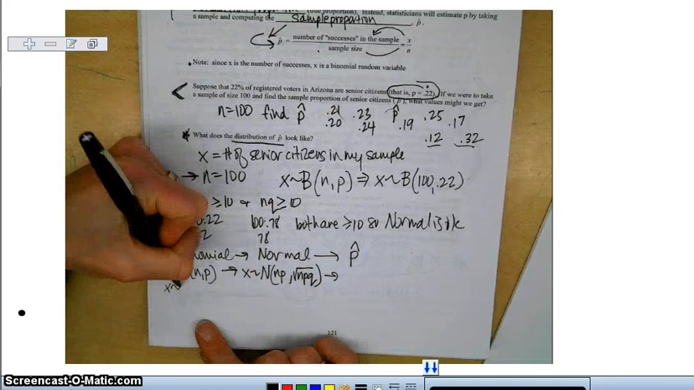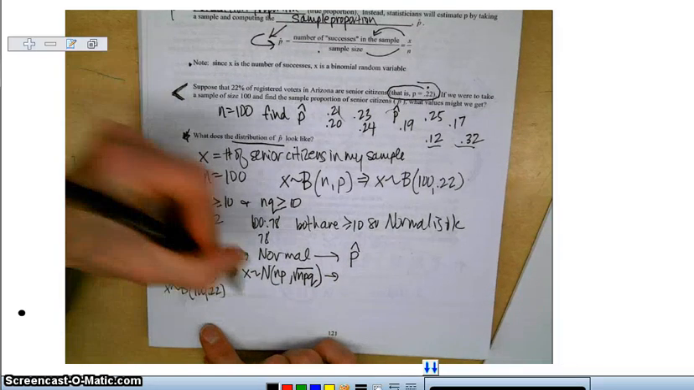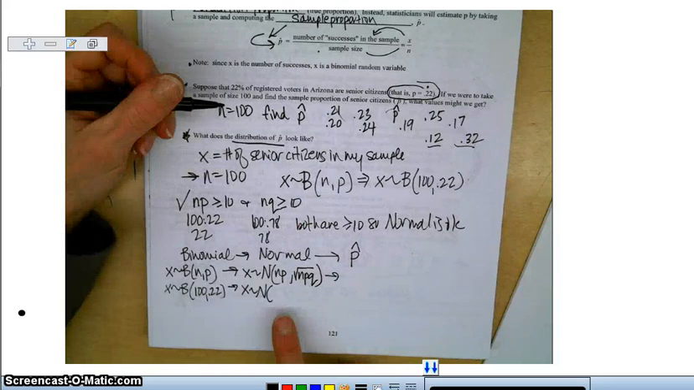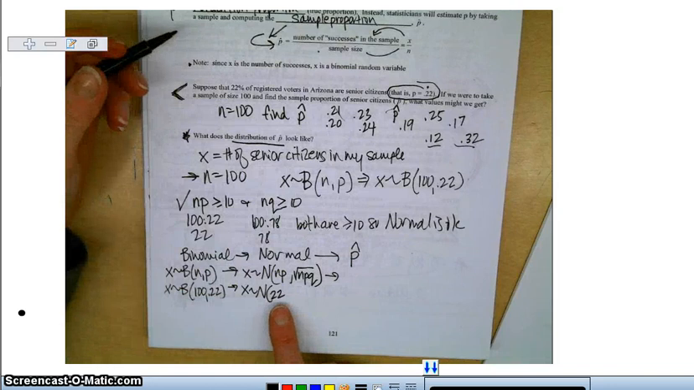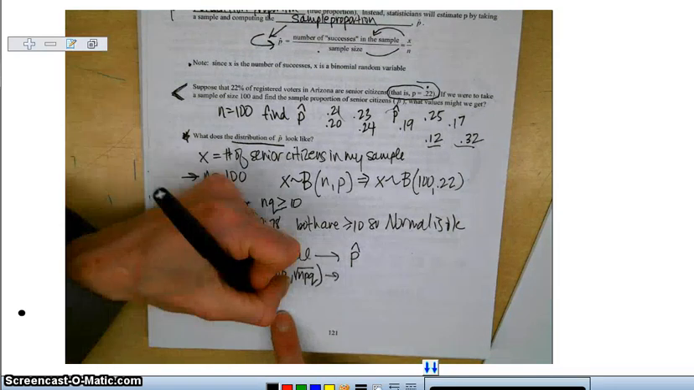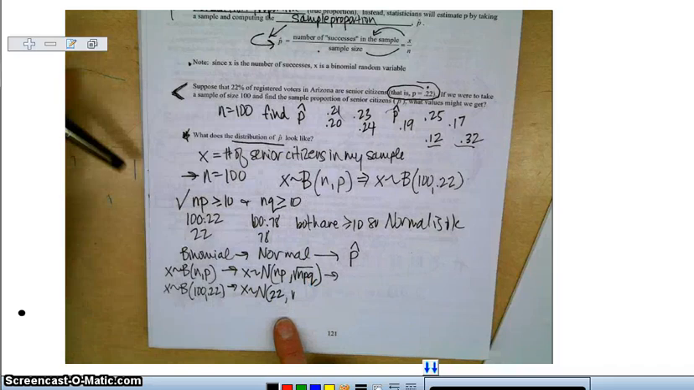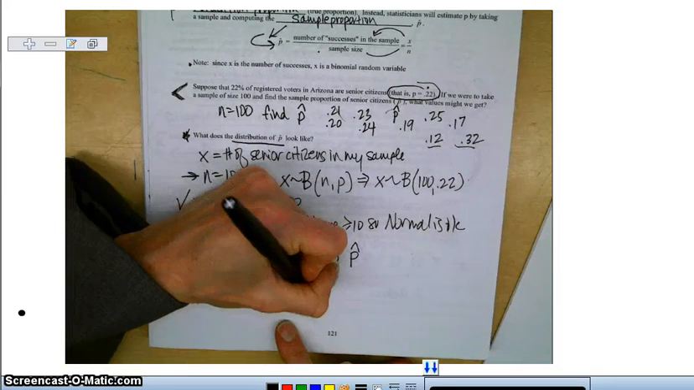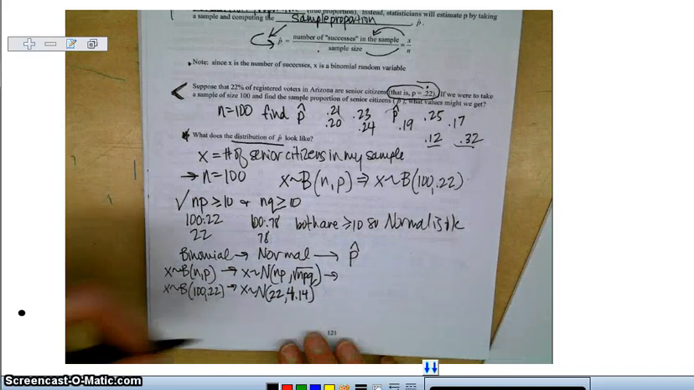So we have x is binomial, 100 comma 0.22, and normal then would be x is normal. Well, n times p is 22. That's actually the number of successes out of 100. And then the square root of n times p times q is 4.14. So this is binomial, this is normal. Now let's change it to p hat.